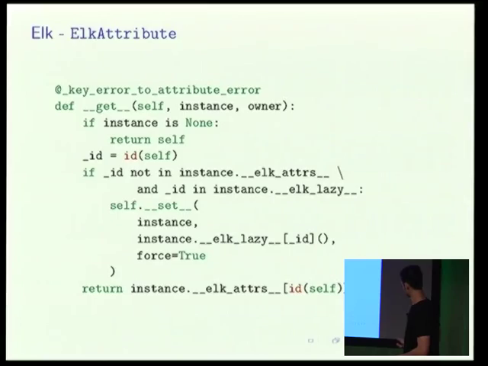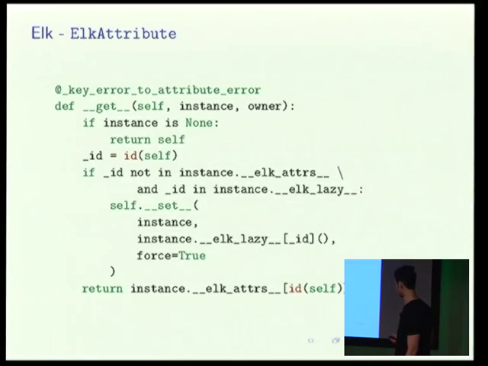First of all, I'll just mention this decorator. Because we're working with dictionaries, but in the context of attribute access, we want to catch key errors and raise an attribute error instead. So this decorator just takes care of that for us.